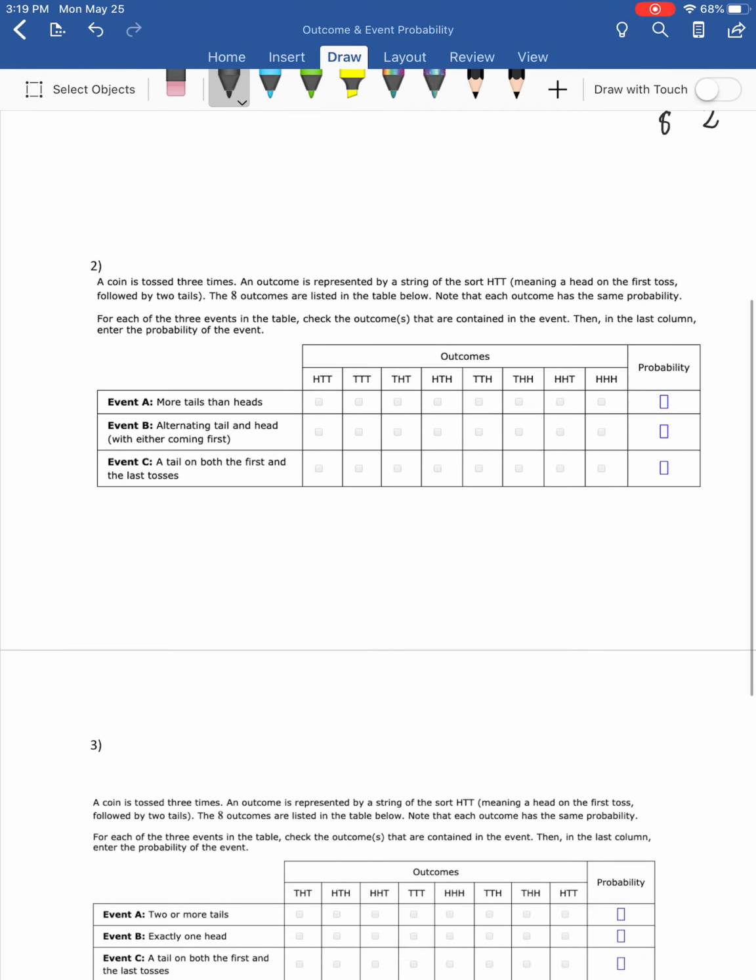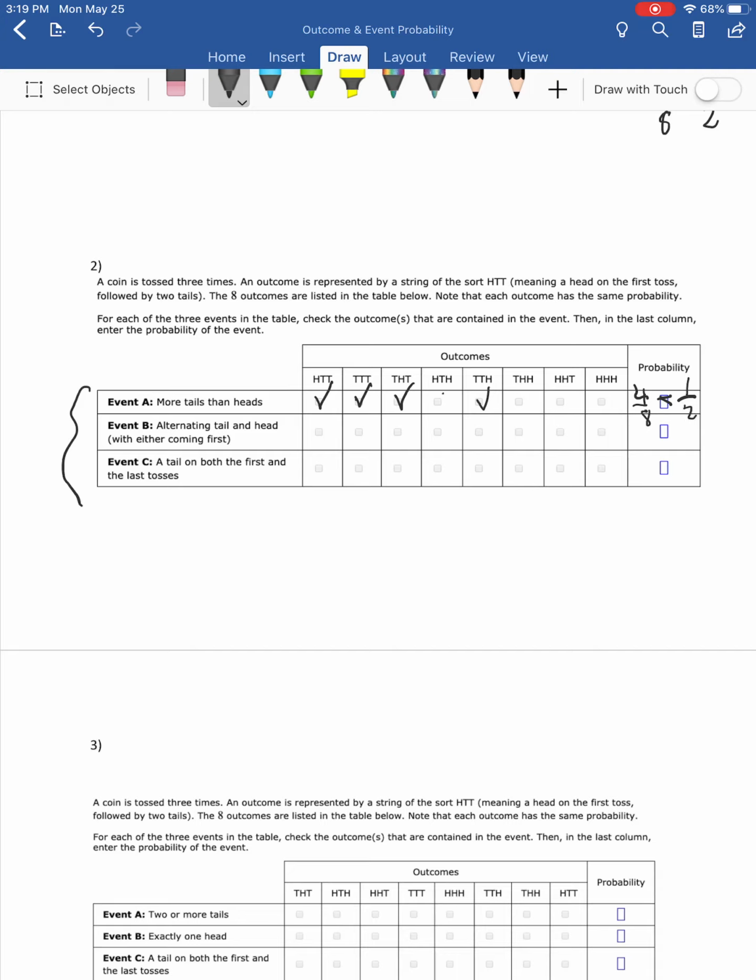Okay, next one. Same exact deal, except the events listed over here are different. Okay, more tails than heads. So we want more T than H. This works. This works. This works. This does not work. Okay, the fifth one does work. Sixth one does not work. Seventh one does not work. And the eighth one does not work. So we have 4 out of 8 that work, which is 1/2.